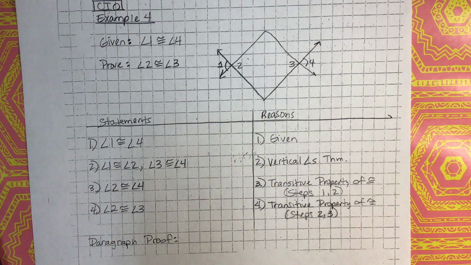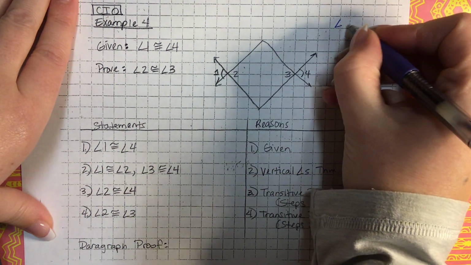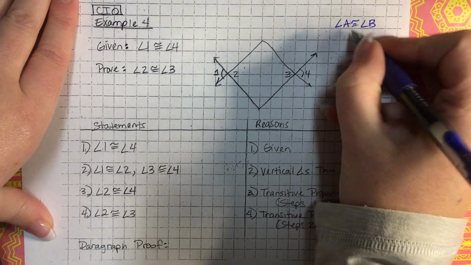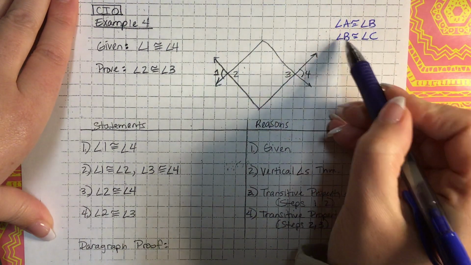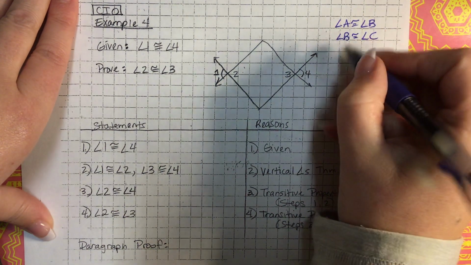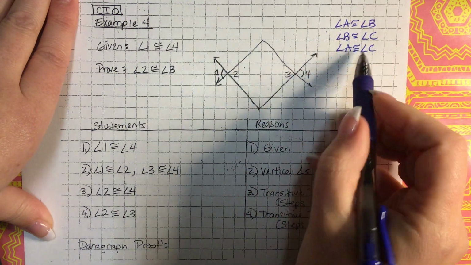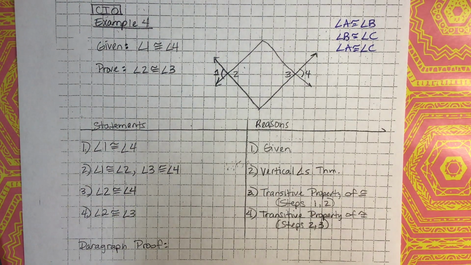Do you remember the transitive property of congruence? It was something like if angle A is congruent to angle B and angle B is congruent to angle C, because these are congruent to the same angle, then therefore angle A is congruent to angle C by the transitive property of congruence, okay? So let's see how that's working here.